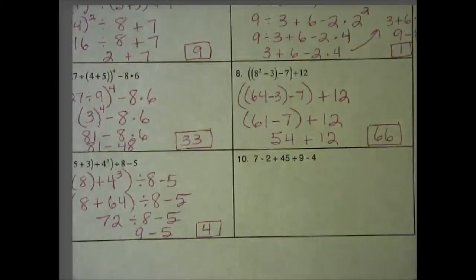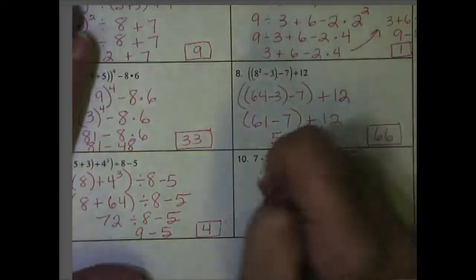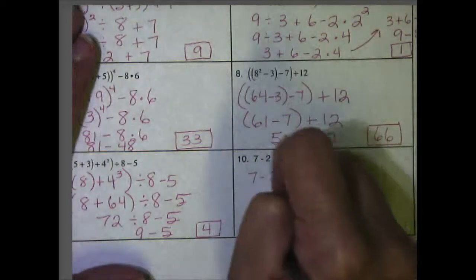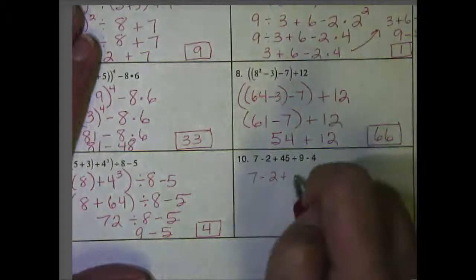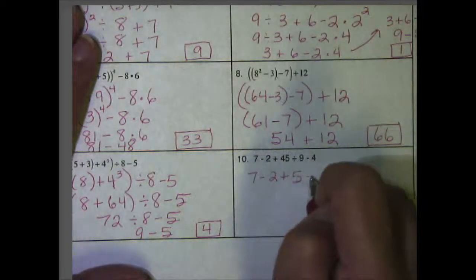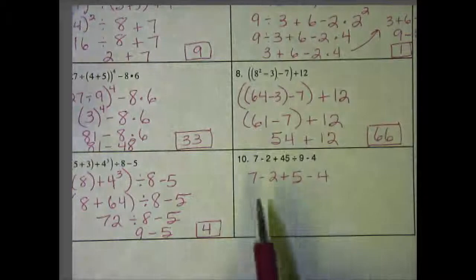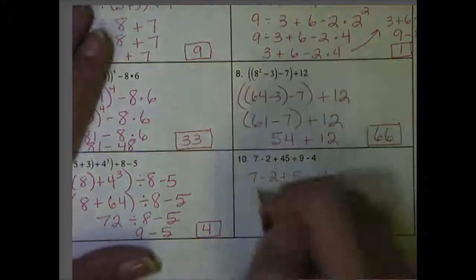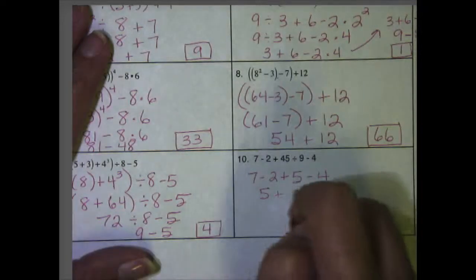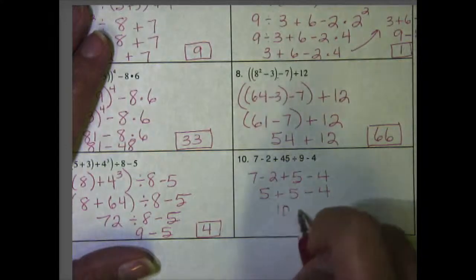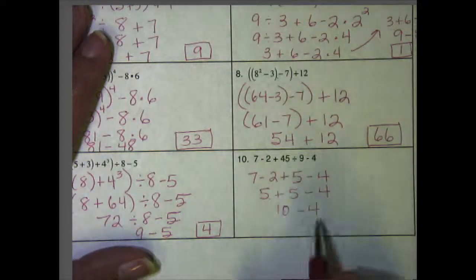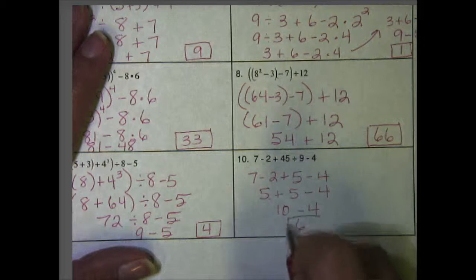Number 10, 7 minus 2 plus 45 divided by 9 minus 4. This one goes back to one of the easier ones that we were working on earlier, where we have a division in the middle. 45 divided by 9 is 5, minus 4. And then we are down to just subtraction and addition, so we go left to right. 7 minus 2 is 5. 5 plus 5 is 10. 10 minus 4 is 6.